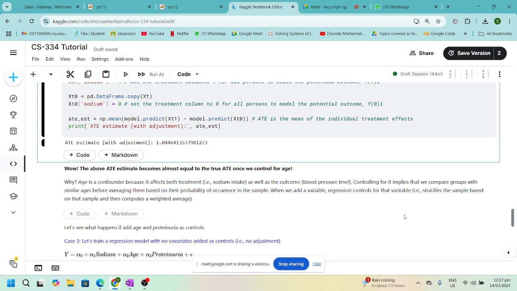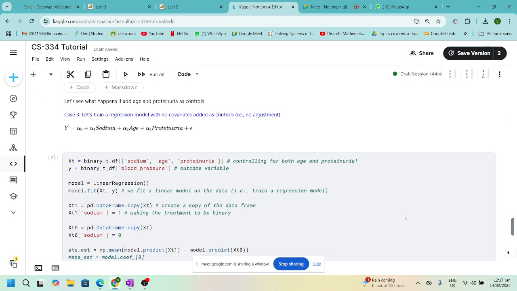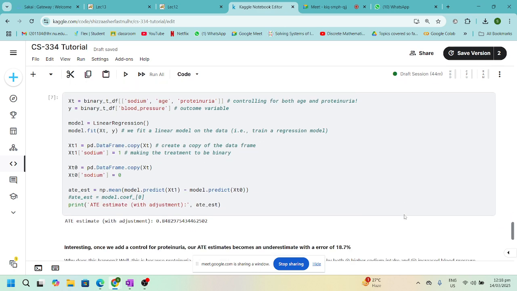So age is something that may affect the sodium intake. For our data set, it does. And it's something that may affect blood pressure anyway. All right. Next, let's try and train a model using both age and the amount of protein in urea. So I'm trying to introduce another covariate as well. And the answer that we obtain now is an underestimate of our actual answer of 1.05.